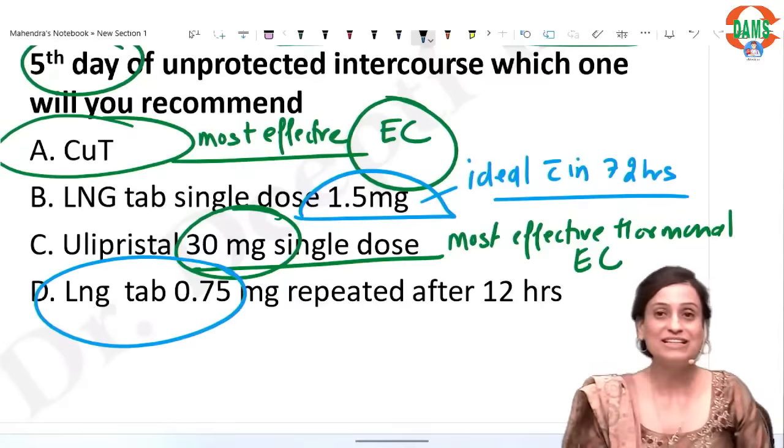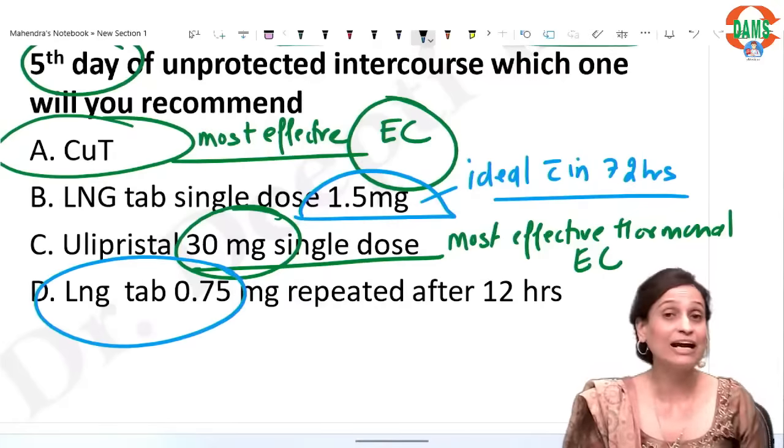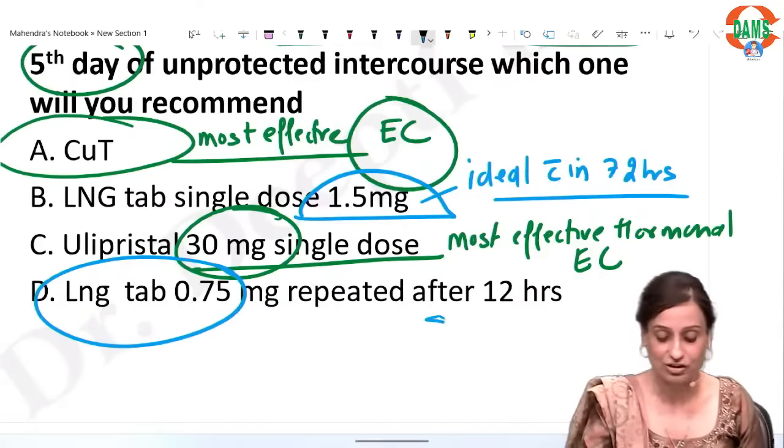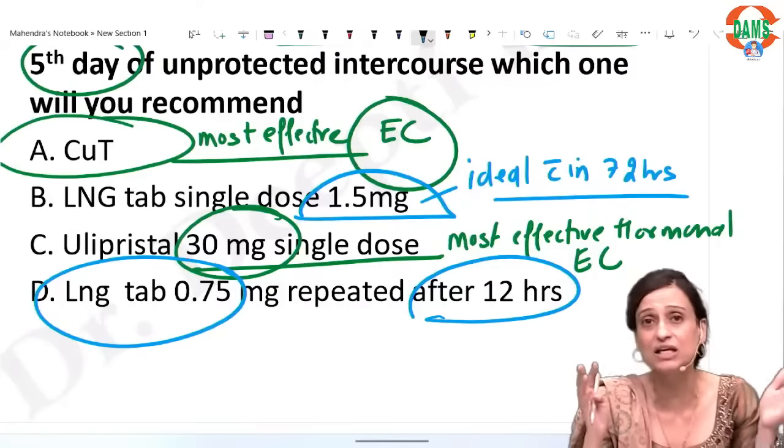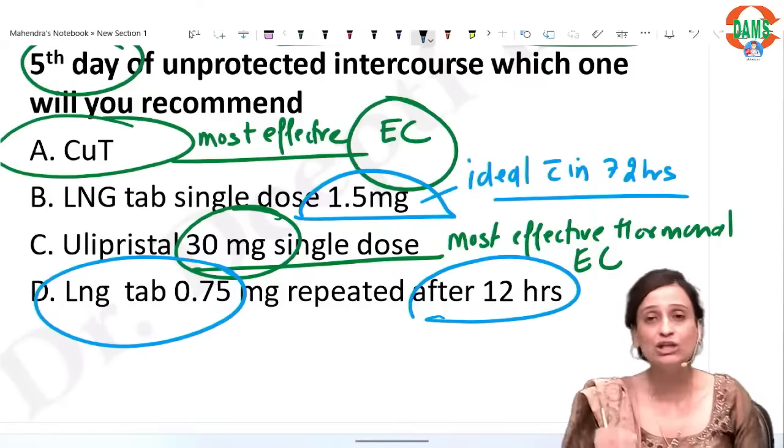It can also be taken as 0.75 milligrams, but then it has to be repeated after 12 hours. It has been a PYQ in INICET, so EC is important. Okay, you need to know the details.